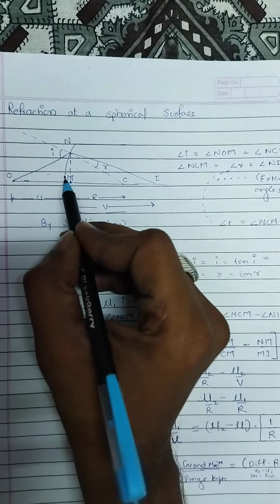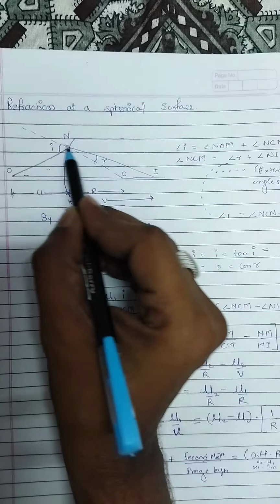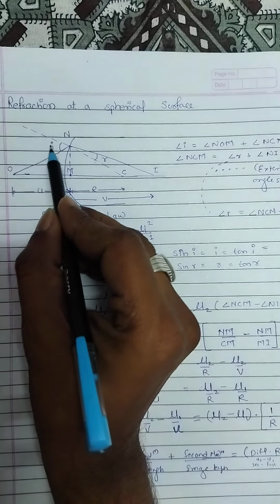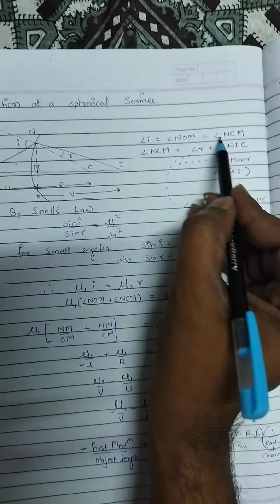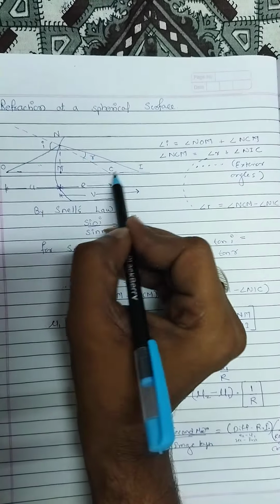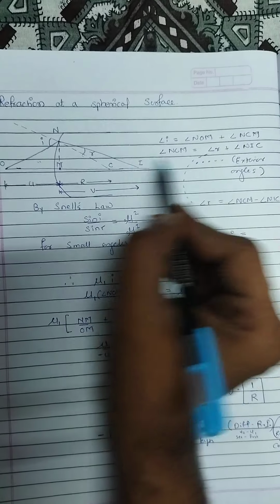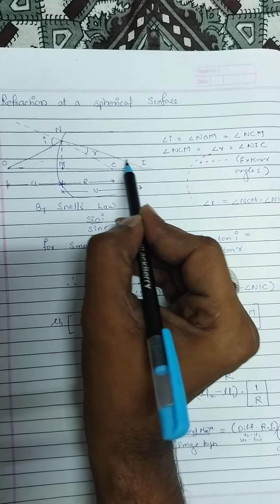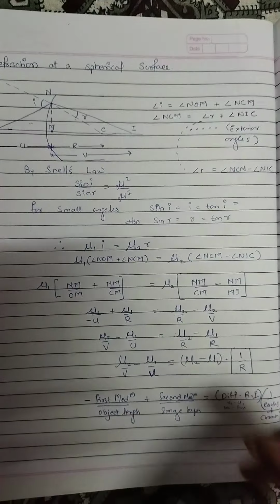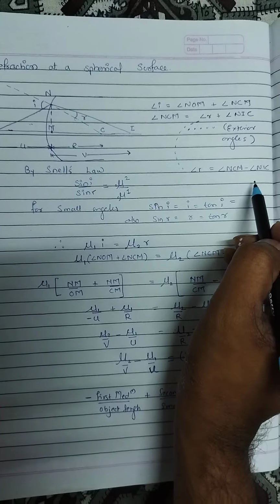In this we will use angle I equals angle NOM plus angle NCM. These two will be equal to angle I by the exterior angle theorem. Angle NOM and angle NCM equal angle I. Similarly, angle NCM equals angle R plus angle NIC from the exterior angle theorem. From that we can rearrange for R as angle NCM minus angle NIC.